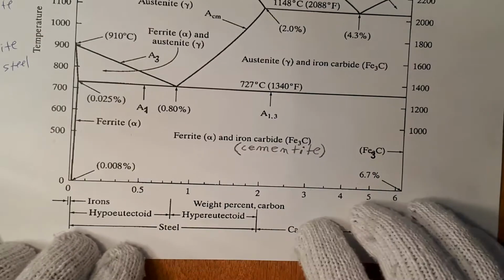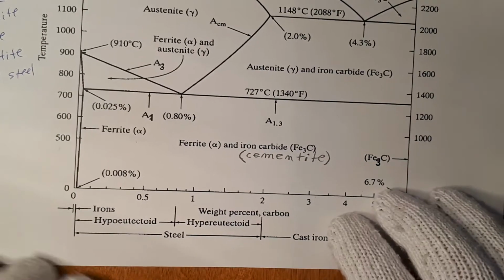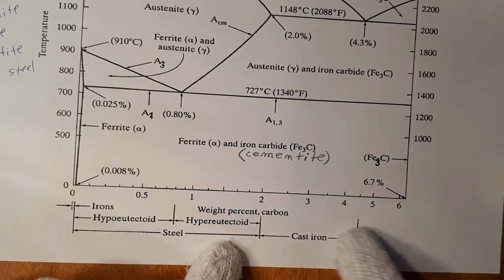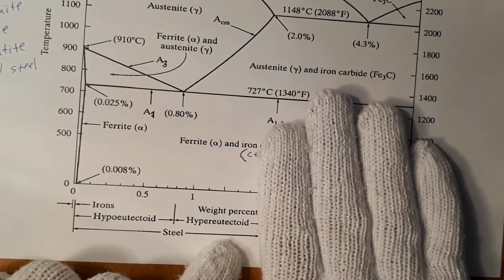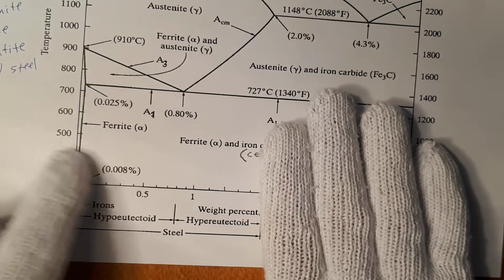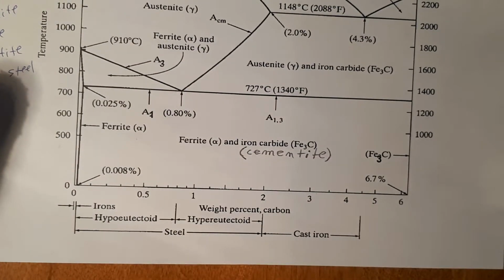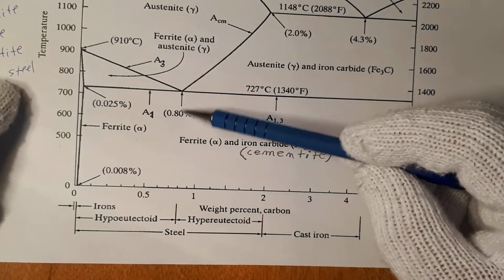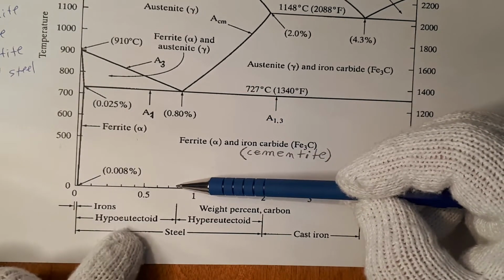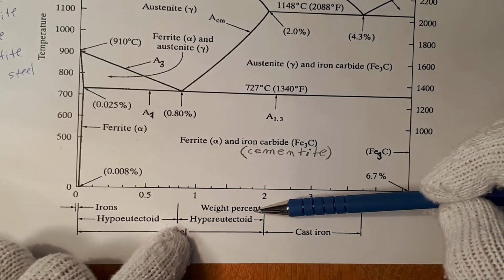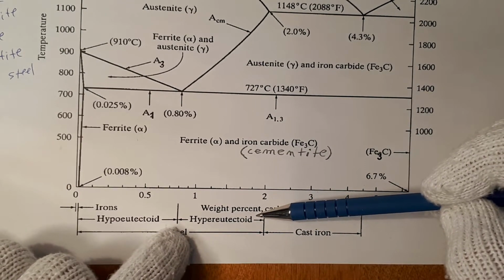And you can see down at the bottom, steel is between 0 to 2%. And then they have the cast irons. We're going to bypass the cast irons and just stay with the steels. Anything less than 0.8% carbon is a hypoeutectoid steel. Anything greater than 0.8% is known as a hypereutectoid steel.